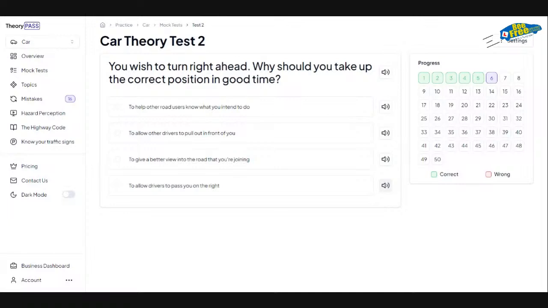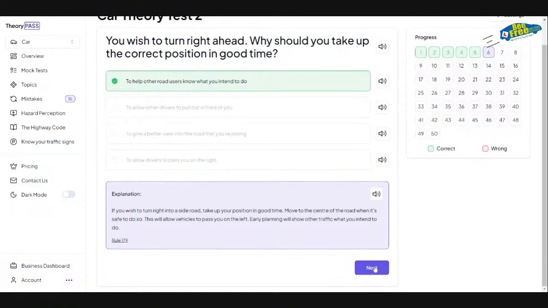Okay, so you wish to turn right ahead. Why should you take up the correct position in good time? Well, if you keep to the left but you're turning right, it could be quite dangerous, because not only does your indicator tell others what you're doing, but also your road position. So if you're in a turning left position but you're actually turning right, that can be really, really dangerous. So I would say, to help other road users know what you intend to do. Here we go. Yes, I got it right.